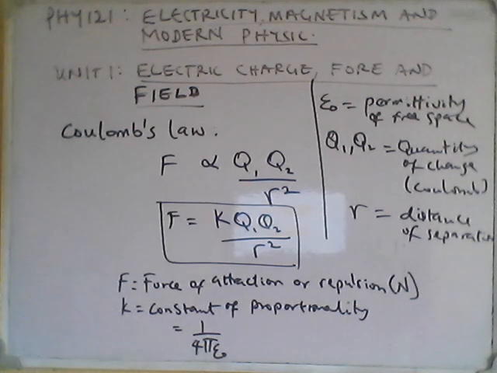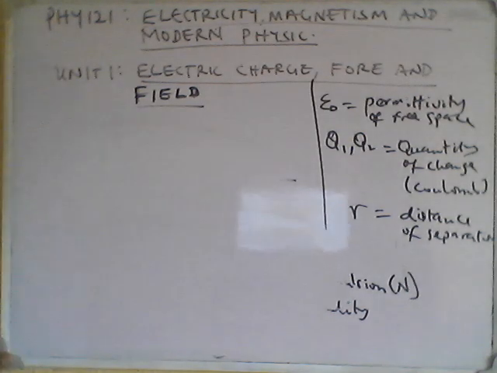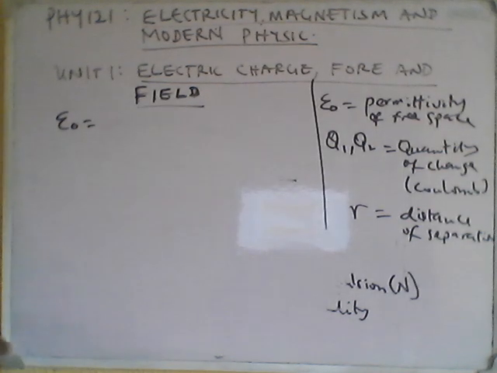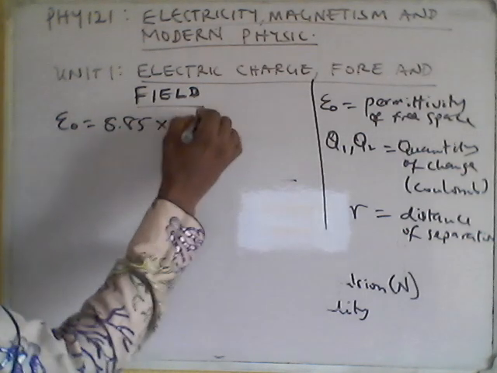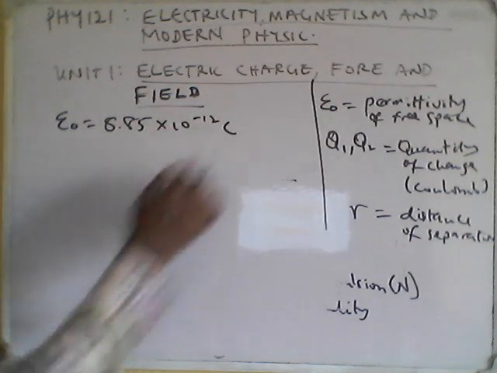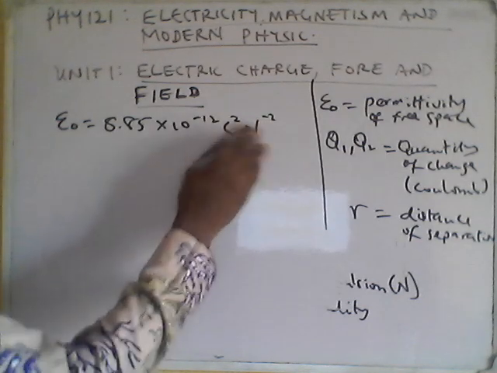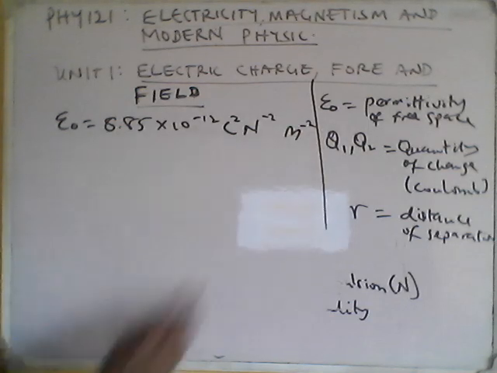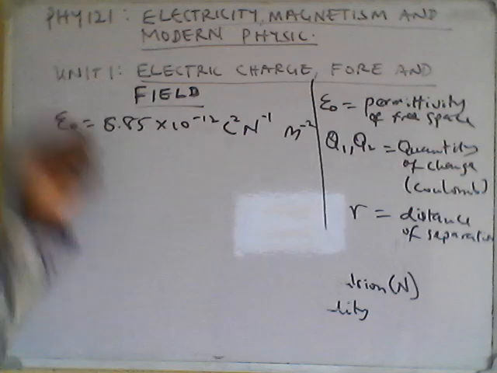Now, let me just throw more light on this permittivity of free space, epsilon naught. Epsilon naught is a constant. It is 8.85 times 10 raised to the power minus 12 Coulomb square Newton raised to the power minus 1 meter raised to the power minus 2. So this is the permittivity of free space.